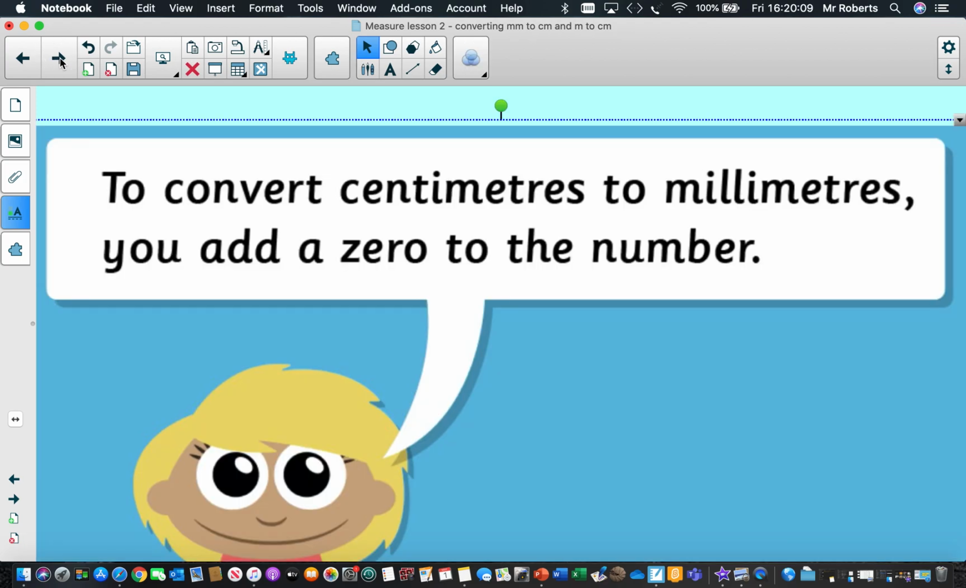To convert centimetres to millimetres, you add a 0 to the number. Okay, for some that will work. You would need to have a really good think about this question. This is a reasoning style question, therefore I am looking for a yes or a no and the word, my favourite word, because, to explain why you think that.